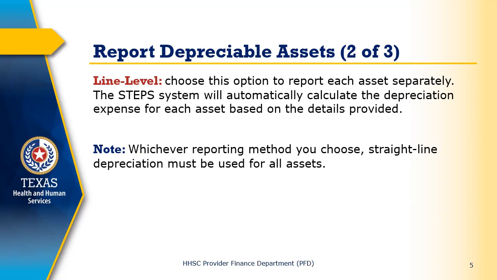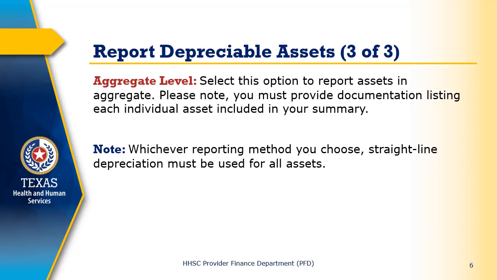Choosing the line level option allows you to report each asset separately, with the STEP system automatically calculating the depreciation expense for each based on the provided details. It is important to note that regardless of the chosen reporting method, straight-line depreciation must be consistently applied to all assets. If you select the summary level, you will need to report the assets in aggregate while also providing documentation that lists each individual asset included in that summary.